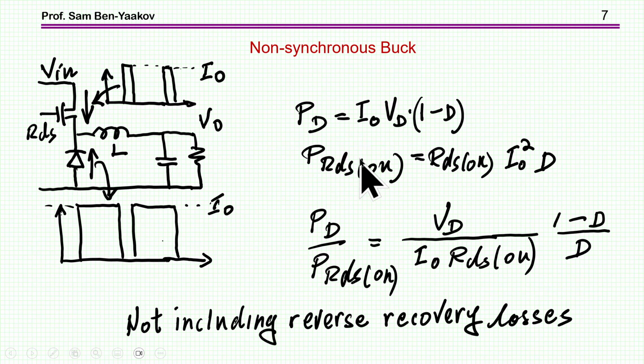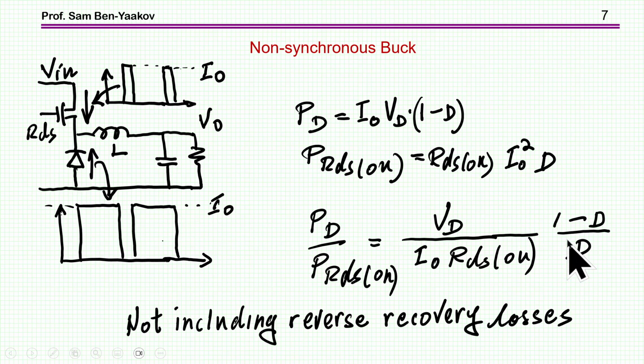Well, pretty much the same, except that the loss of this lower switch is now due to the voltage drop of the diode. Assuming a constant voltage drop during conduction, V sub D, then again the power loss of the diode will be, again as a function of I out, I out times VD times 1 minus D, and the conduction loss of the upper transistor is again RDS(on) times I out squared times D. Now the ratio between these two is given here.